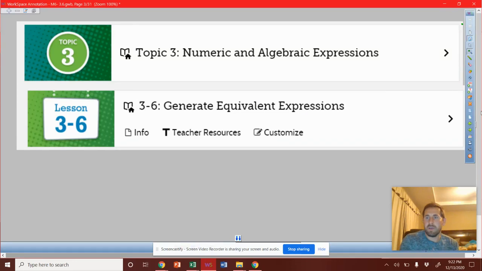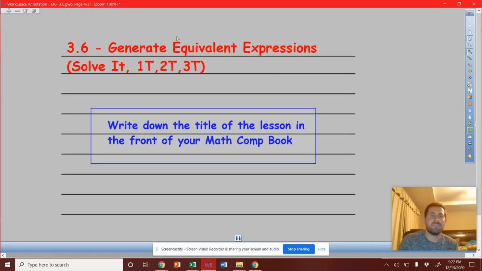All right, what we're doing is generating equivalent expressions. So equivalent means equal expressions. And so that's what we're going to do today, tomorrow. For example, an expression we know needs to have a variable involved. So if I have 2n, an equivalent, an equal expression would also be something that is equal to 2n. Now there's different ways to write 2n.